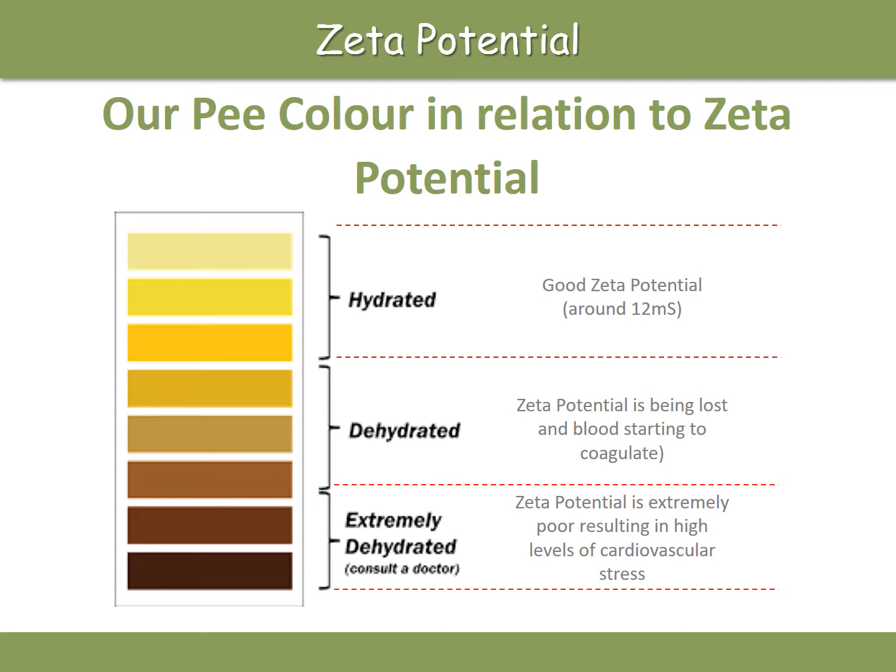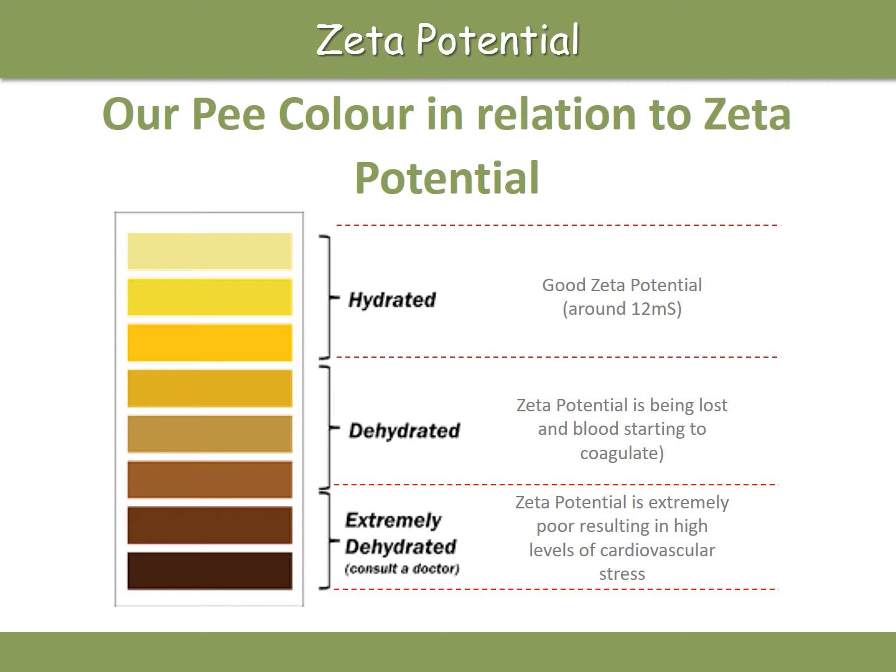If we look here in a hydrated area, this is where we're looking at good zeta potential, around 12 millisiemens. We can almost guarantee that if other things are in play, and we have P on that lighter side, we're going to create dispersion. We're going to have pretty good zeta potential. But as we move down into this dehydrated and extremely dehydrated, this is when zeta potential goes right out. This is when we get coagulation, blood sticking together, and agglutination and whatnot.